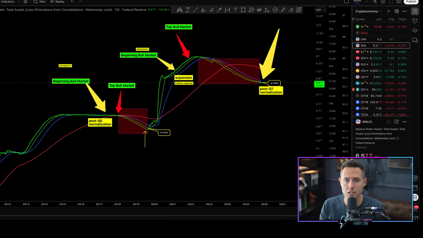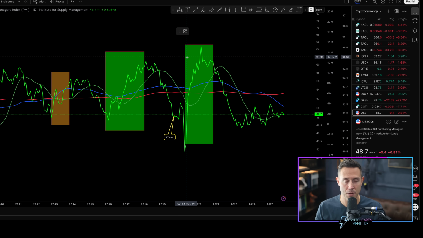So this isn't just 4-year cycles. It's not that easy. But now we have really nicely illustrated data showing this, right? It's literally a visual representation. This is the Fed balance sheet, but here's the PMI chart.